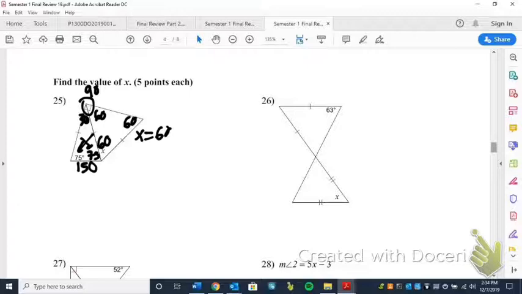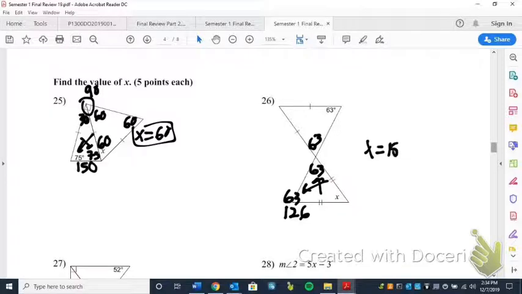26. We know that if one base angle of an isosceles triangle is 63 degrees, the other base angle of the isosceles triangle is also 63 degrees. If one of a set of vertical angles is 63 degrees, so is the other one. Remember, whenever we have that x, that little bow tie looking thing in the middle, that gives us congruency. So if one's 63, the other one is 63 as well. 63 plus 63 is 126. So that means that missing angle is 180 degrees minus 126. Okay? And that gives us x equals 54 degrees.